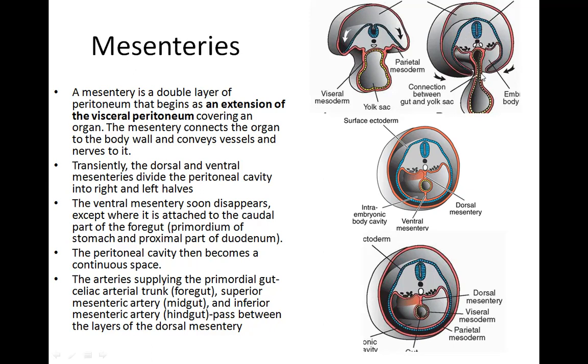Here lateral folding is there. This is the intraembryonic coelom. This is the visceral peritoneum attached to the primitive gut. Over here you can see. Now here the two peritoneal cavities are formed. Initially there is a ventral mesentery also and a dorsal mesentery also.